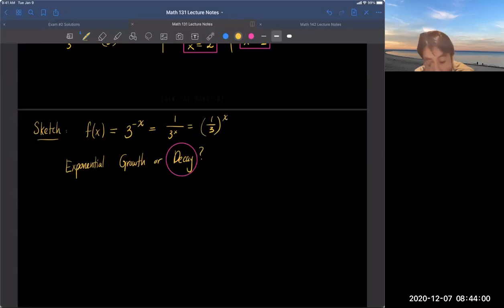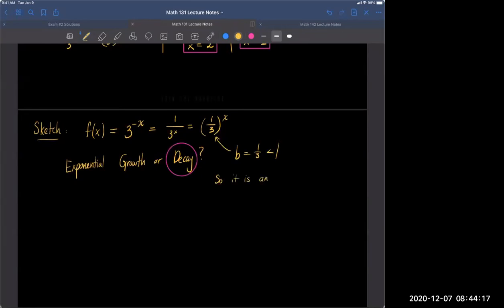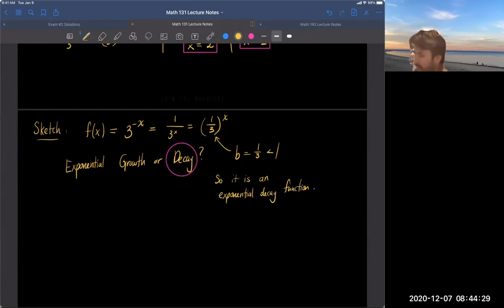So that's crucial, guys. When you have a negative x, you can rewrite that as a positive x, but now the base is a fraction. And this b here is 1/3, which is less than 1. So it is a decay. It is an exponential decay. Okay, good. So you guys understand that.